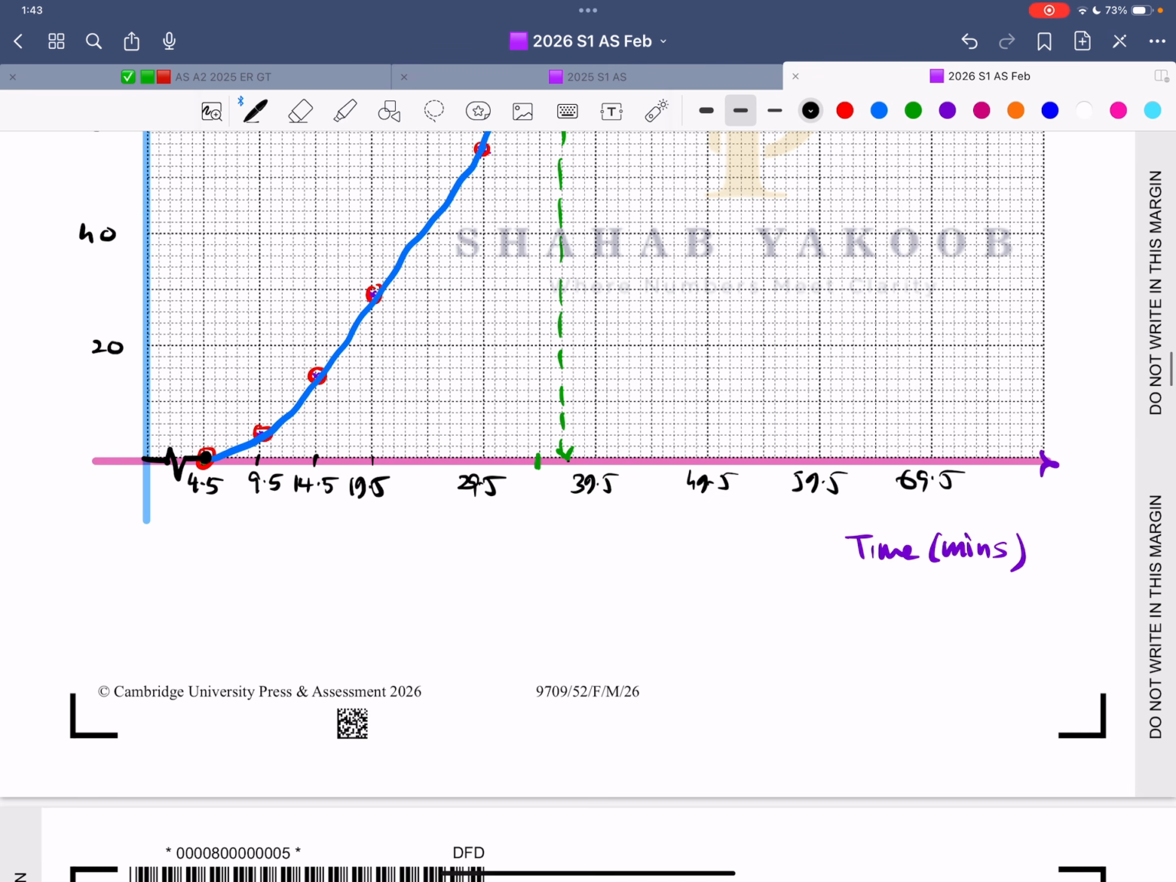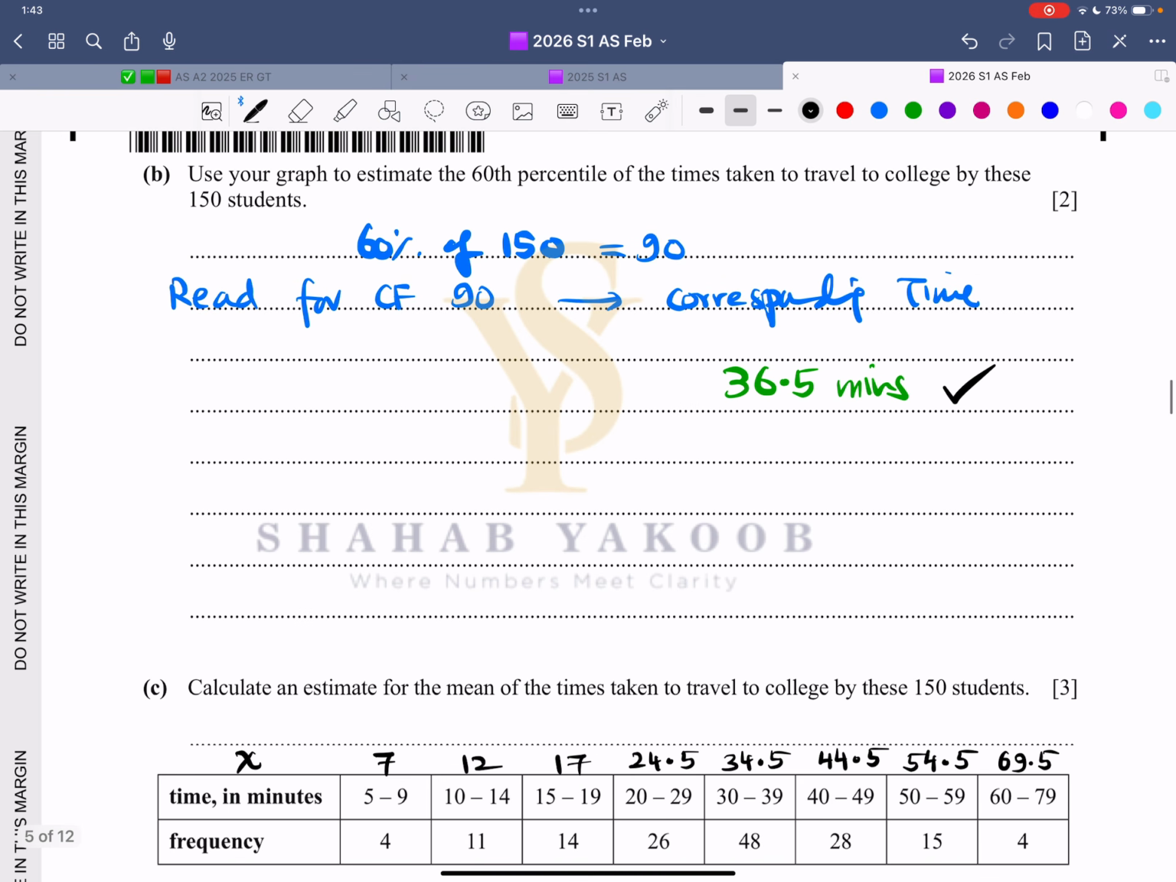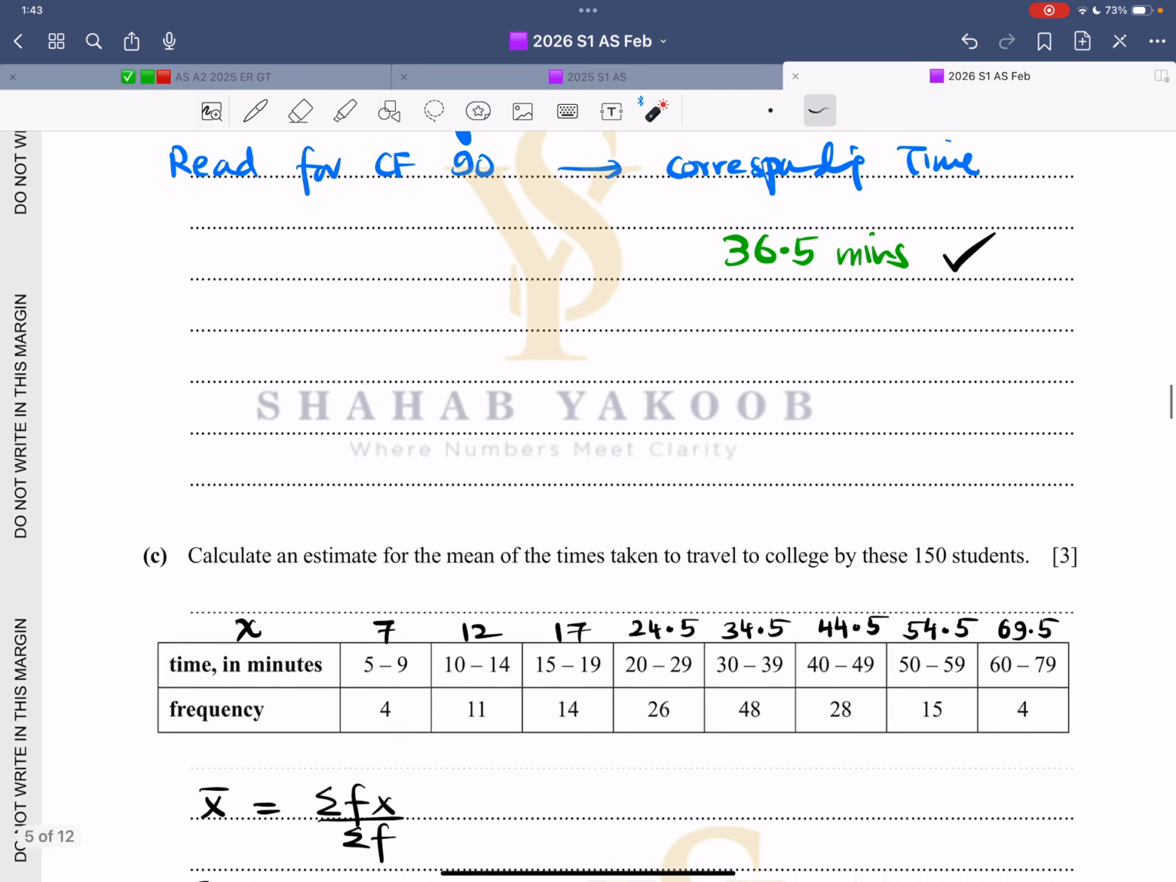Read off the value. So this is 29.5, this is 39.5, this is 34.5, 35, 36.5. So I think I've written it 36.5. Of course, there can be a variation. Now this is just a rough draft I have drawn, and this is not with pencil, it's on iPad, so it's not that smooth as it should be. So that is the answer that I'm getting.